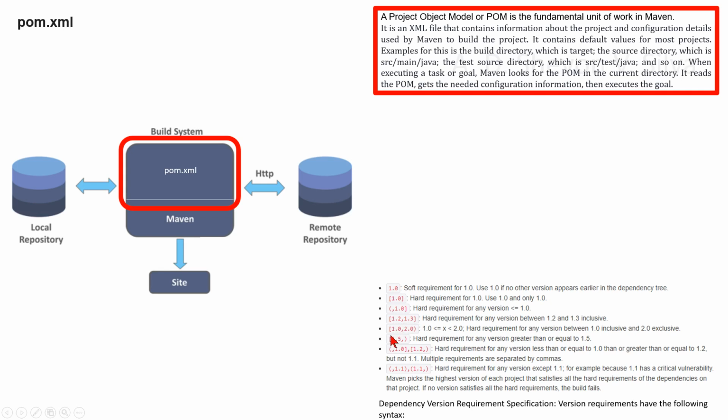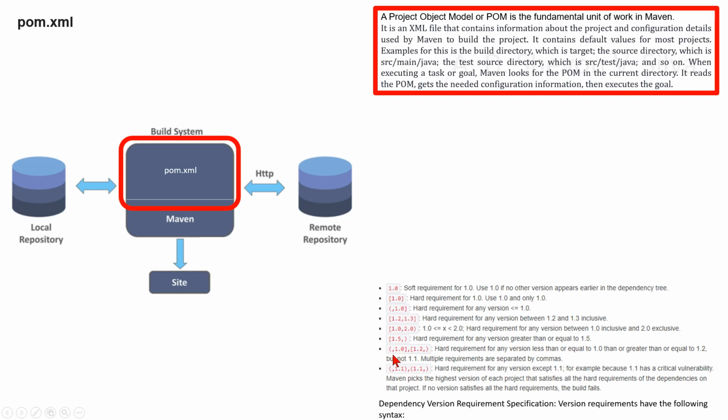Here is the 1.0 less than or equal to x less than or equal to 2.0. The hard requirement for any version between 1.0 inclusive and 2.0 exclusive. Hard requirement for any version greater than or equal to 1.5.